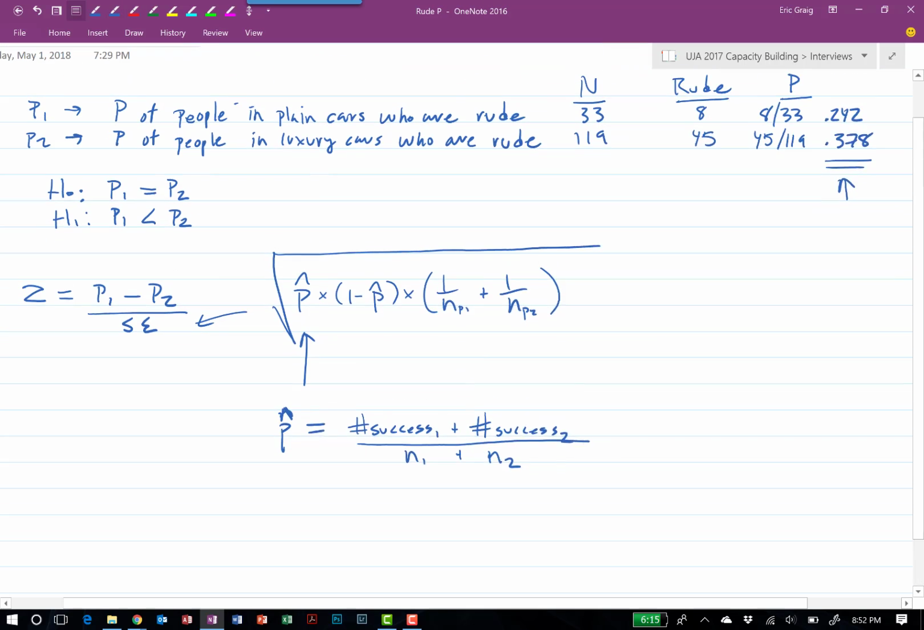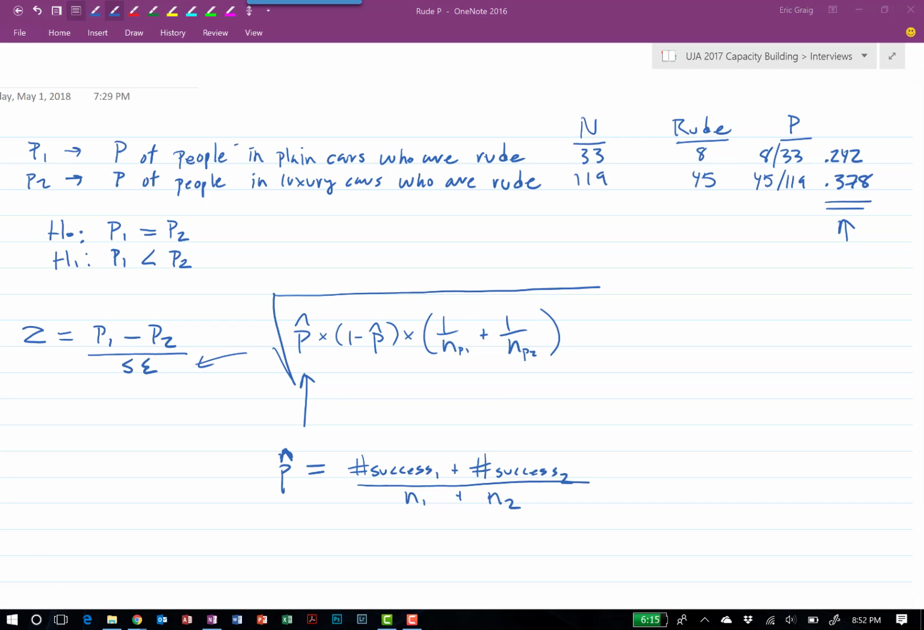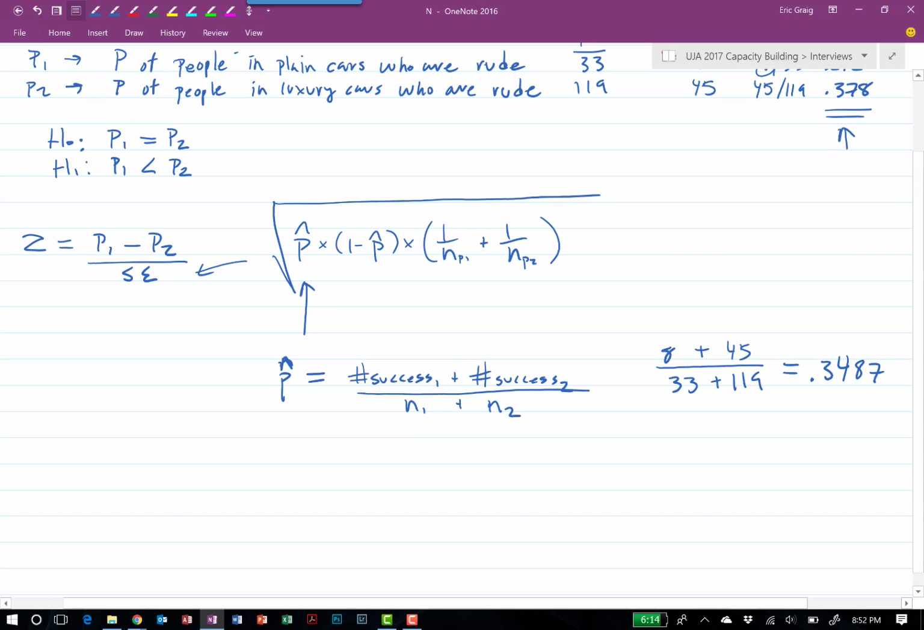All right, so now we're in business because we have this value over here. This value is 8, right? We have the number of successes, number of times people are rude. That is 45. And we have the sample size, 33 plus 119. And if you do that little bit of arithmetic, you are going to come out with 0.3487. I'll round it off like that. It's actually something a little different than that. All right, so we now have p hat.